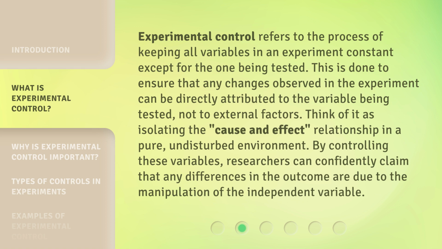Experimental control refers to the process of keeping all variables in an experiment constant except for the one being tested. This is done to ensure that any changes observed in the experiment can be directly attributed to the variable being tested, not to external factors. Think of it as isolating the cause and effect relationship in a pure, undisturbed environment. By controlling these variables, researchers can confidently claim that any differences in the outcome are due to the manipulation of the independent variable.